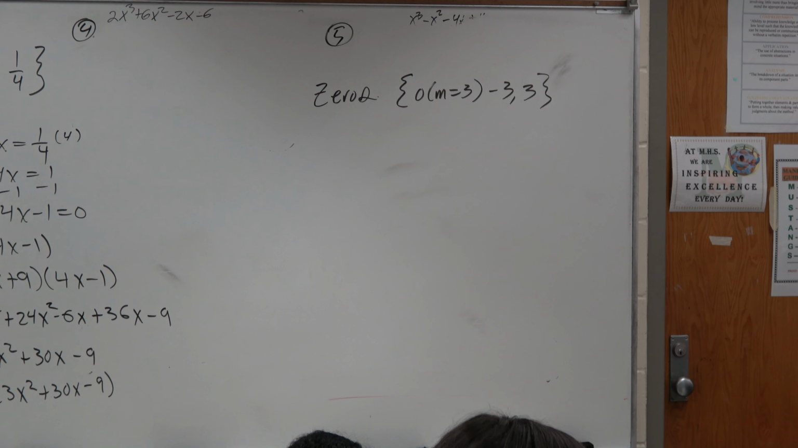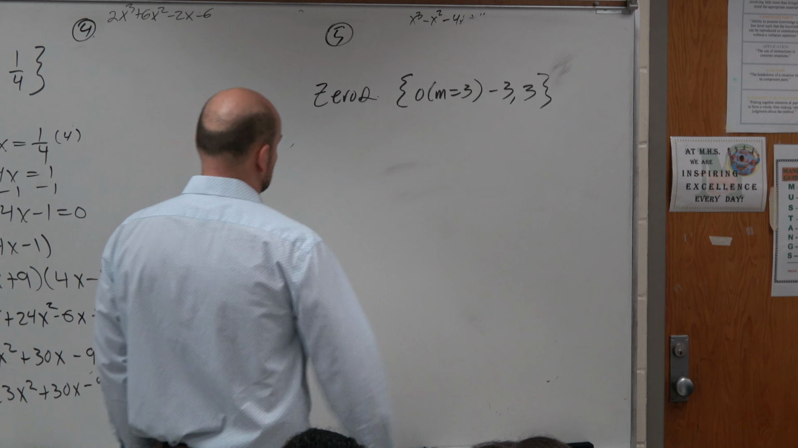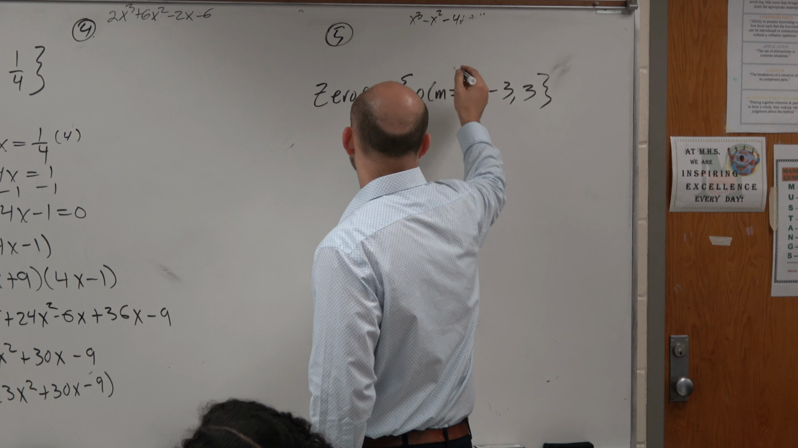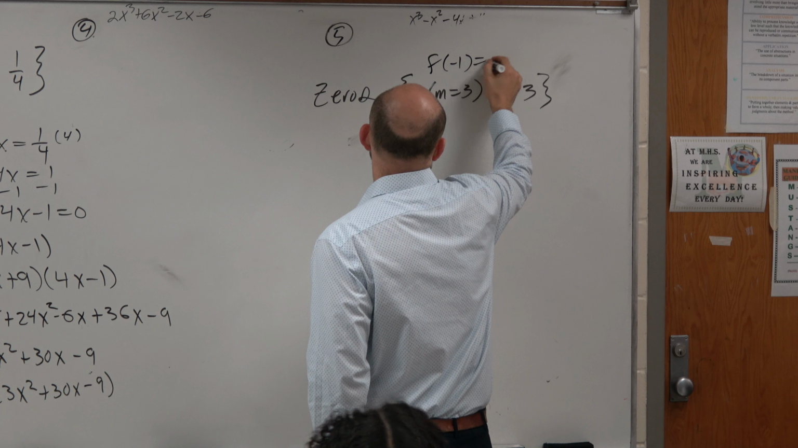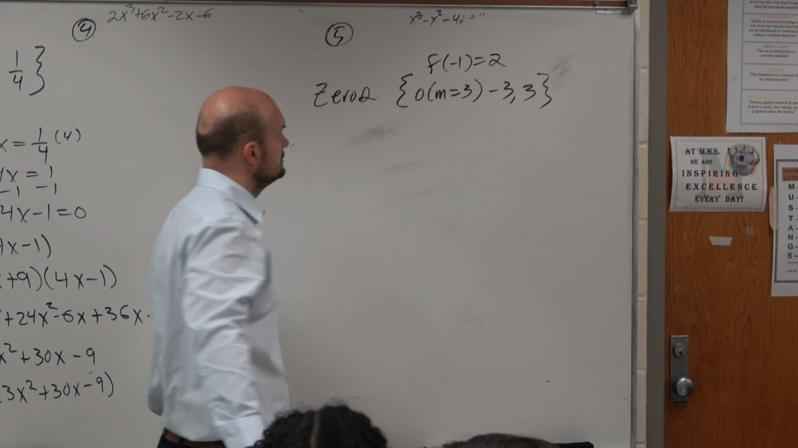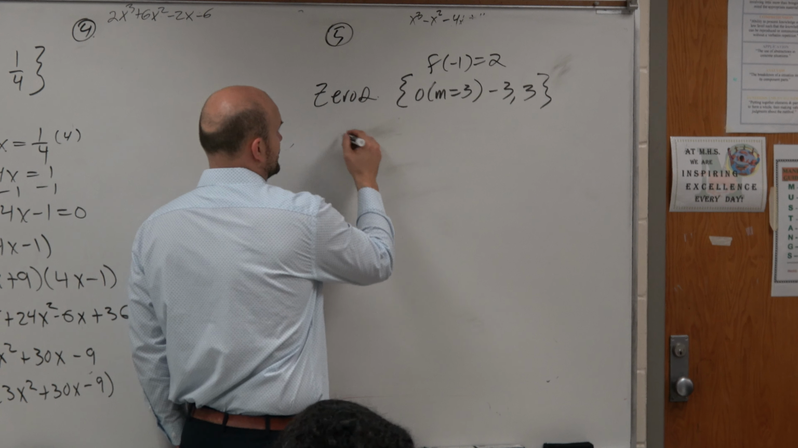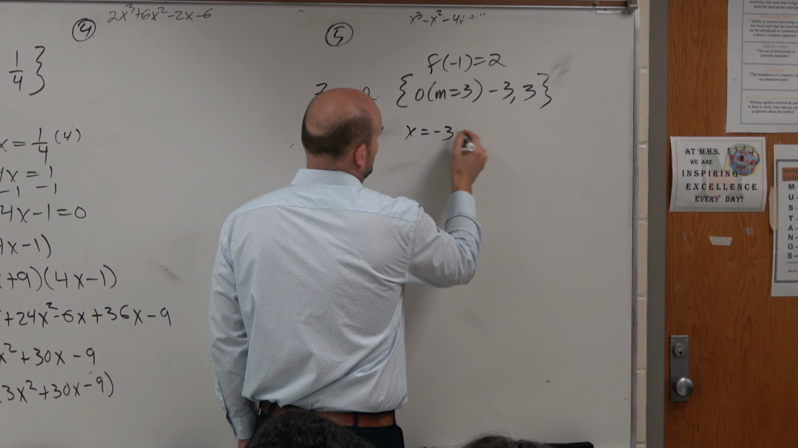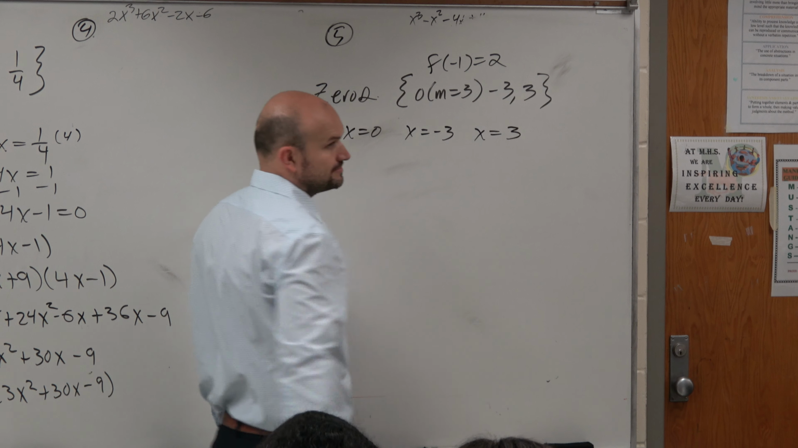So I think you guys agree? First step, oh crap, this one is what? Also f of -1 equals 2. First thing you do, set them equal to 0, right? x equals 0, x equals -3, x equals +3.